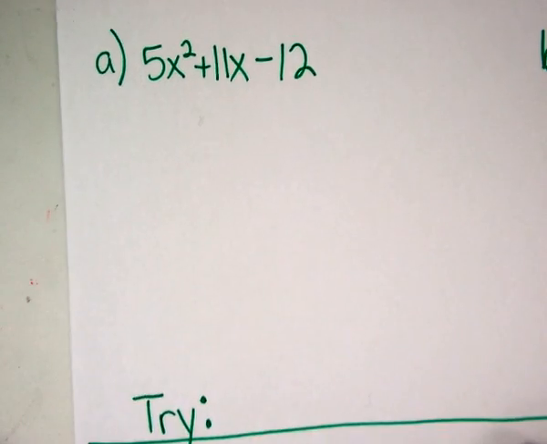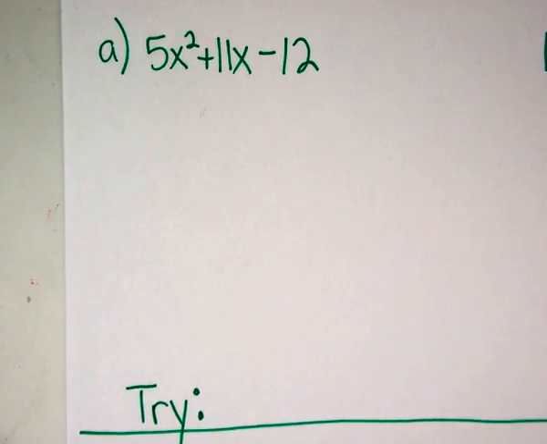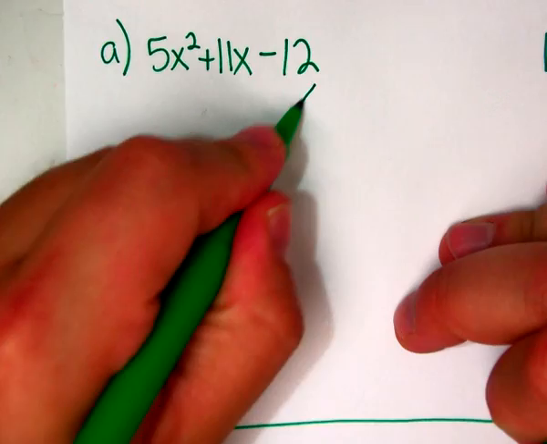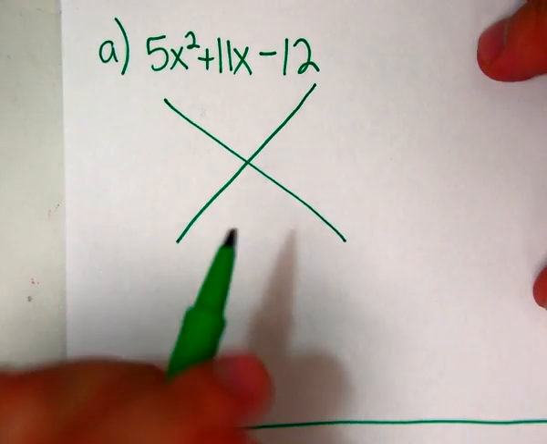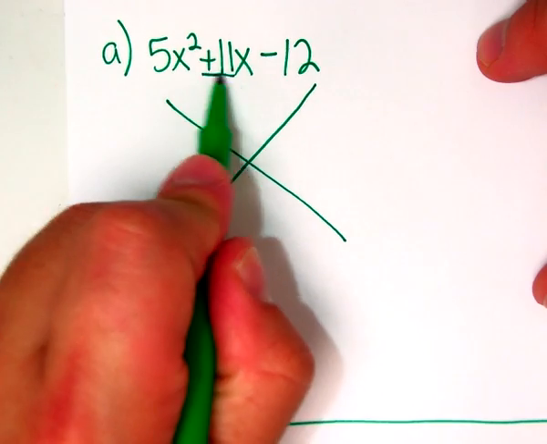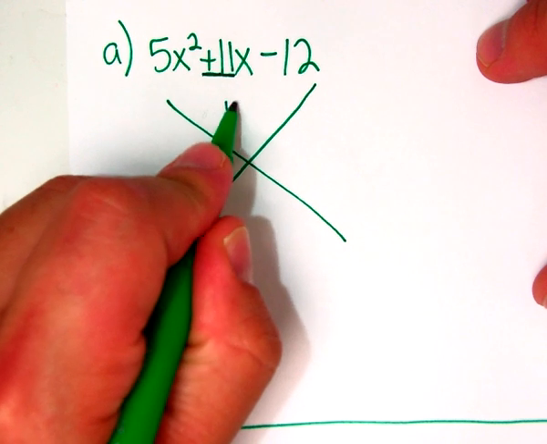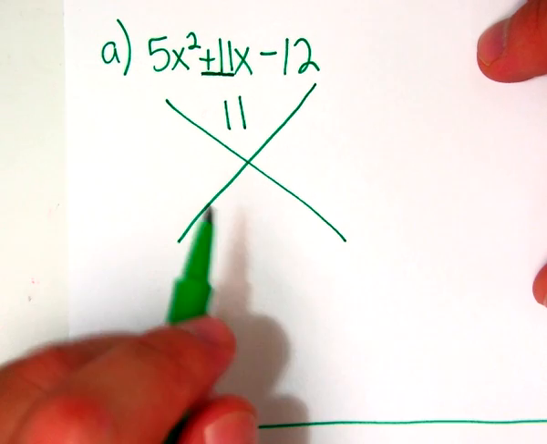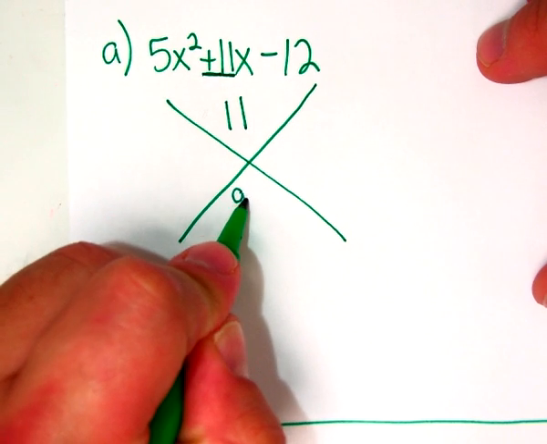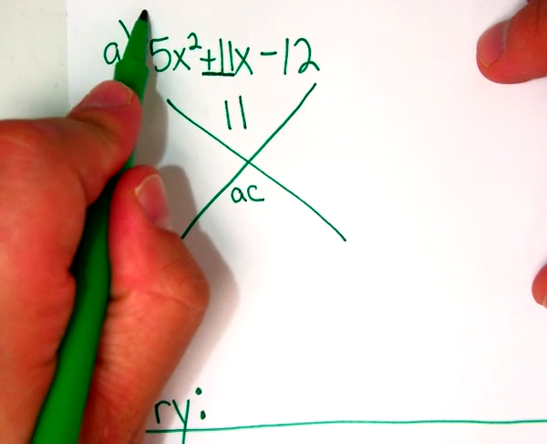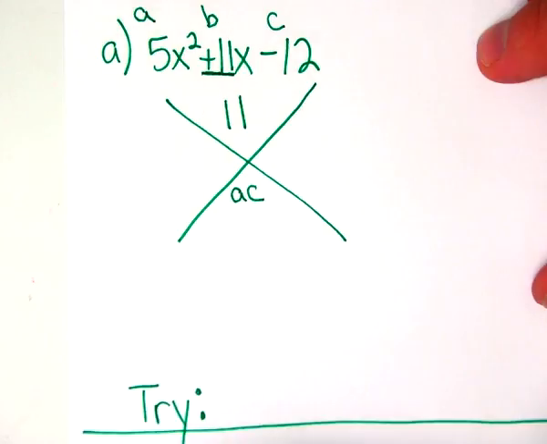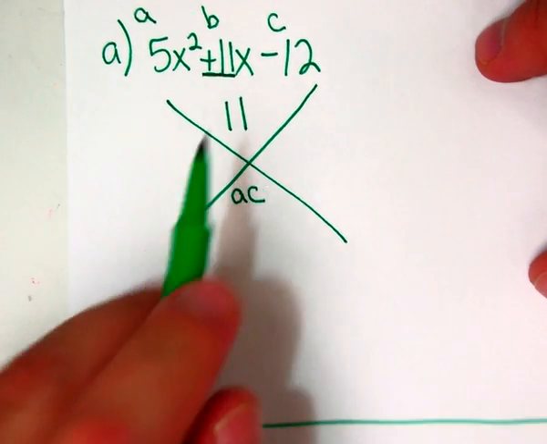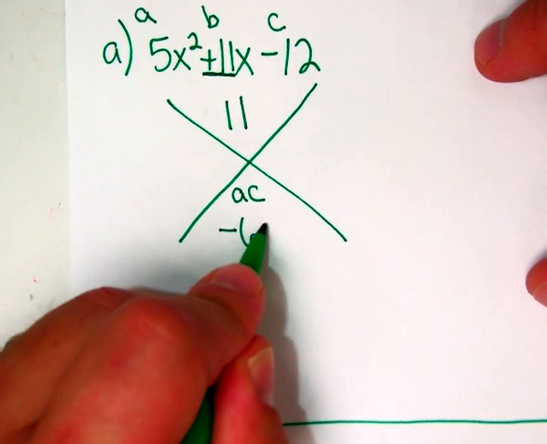We're going to do a little graphic organizer to work through these problems. We call this the X method. We're going to take the value in the middle, that 11, and put it directly on the top of our X. The value that goes on the bottom is A times C. A is this coefficient here, B is the coefficient here, and C is this coefficient right here. So A times C would end up equaling negative 60.